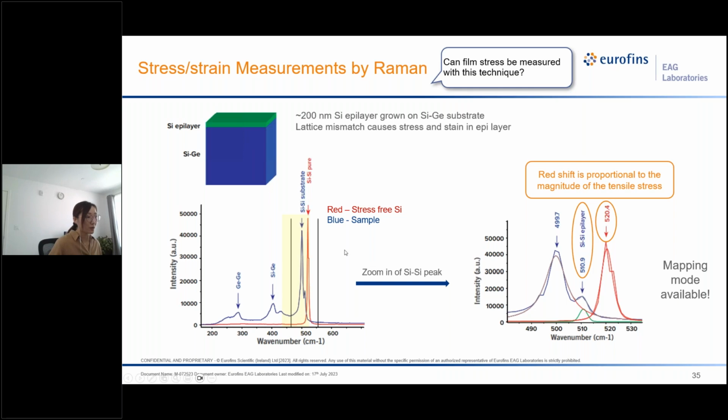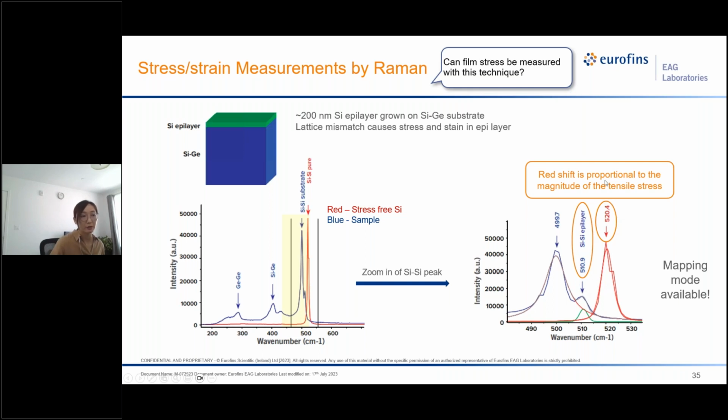Here we have the Raman spectrum obtained from the sample, which is the blue trace, and we also have a Raman spectrum obtained from a stress-free silicon sample, which is the red curve. Zooming in on this silicon peak as shown here, we detected a strong peak at around 500, corresponding to the silicon vibration from the substrate. On top of that, there is a shoulder peak at around 511, corresponding to the silicon vibration from the cap layer. By comparison to the characteristic silicon peak from a stress-free sample, which is typically located at around 520, a huge redshift has been detected.